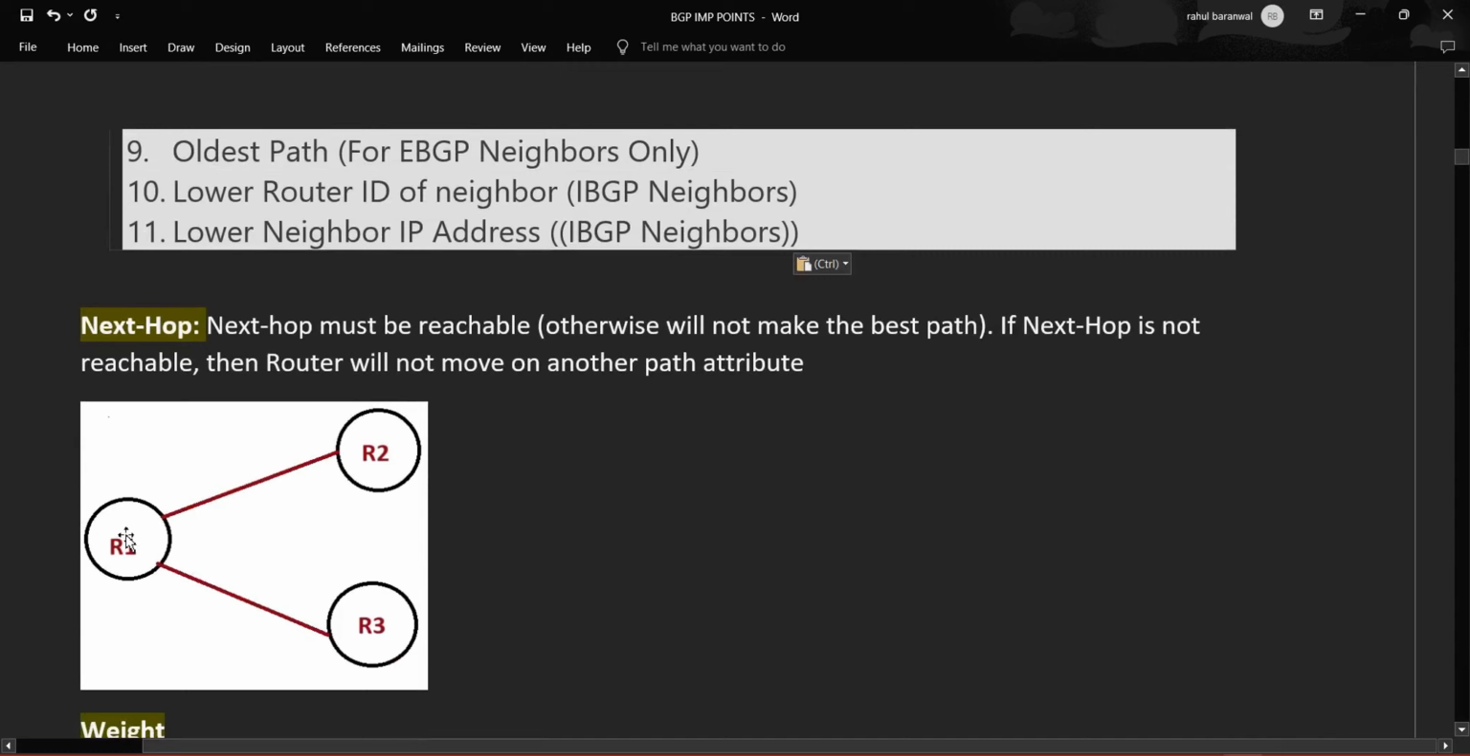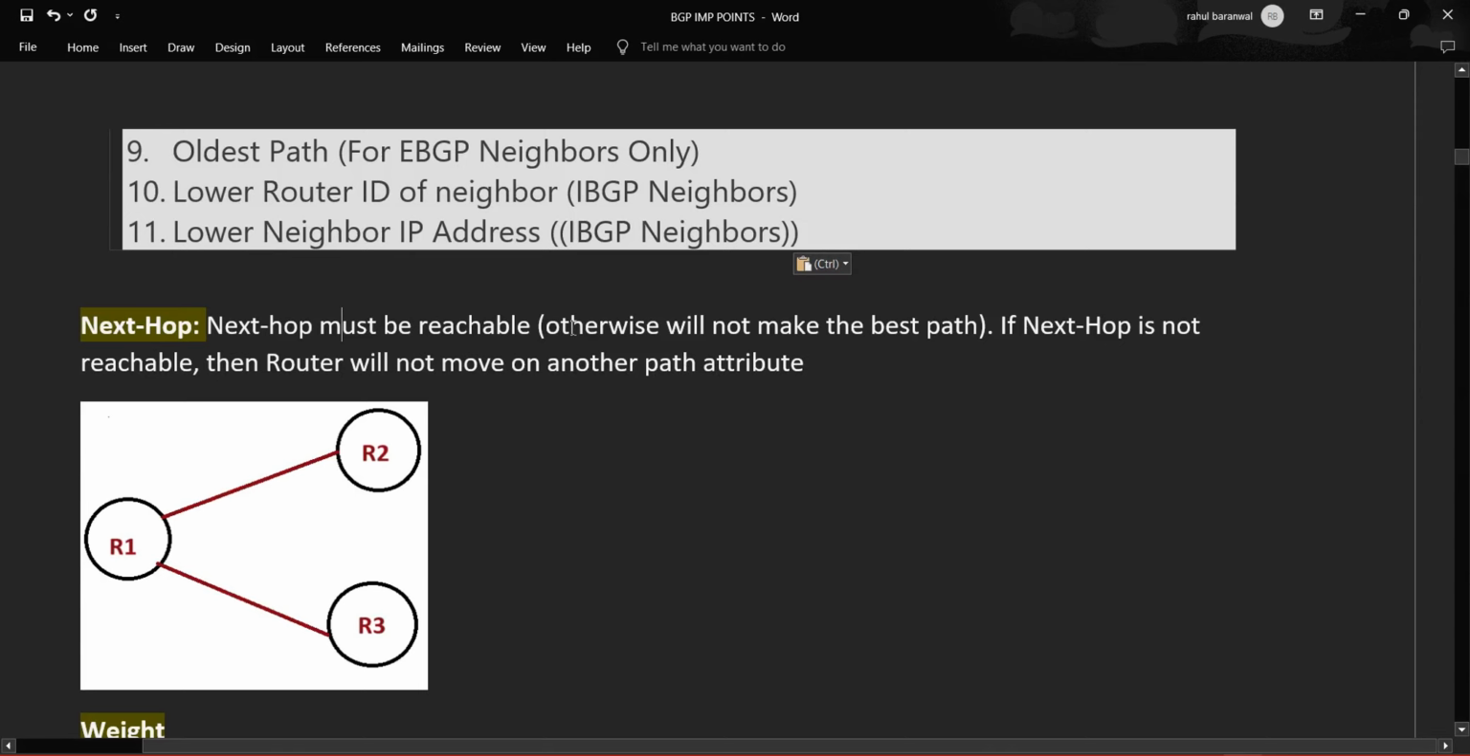Suppose R1 is receiving prefixes from R2 and R2 is not reachable, then those prefixes will be there in its BGP table only, will not be moved to the routing table. So if next hop is not reachable, then this router or BGP will not move on to the next path selection criteria, and those prefixes will not be best in BGP, right? So this is the first criteria, that your next hop should be reachable for a BGP update.